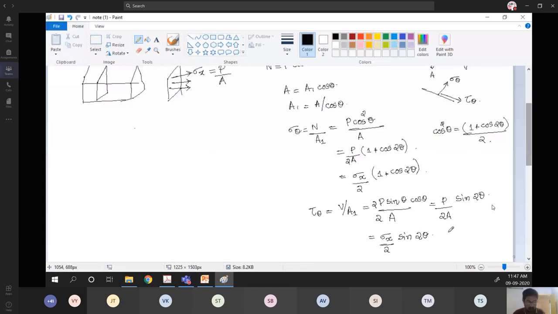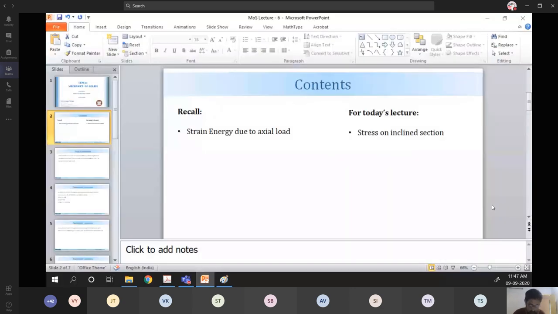Now I need to talk about the sign convention. If the outward normal vector to a plane is directed to a positive axis, the stress components on the plane are said to be positive if they are along the positive axis. Similarly, if it is negative, then it is negative.